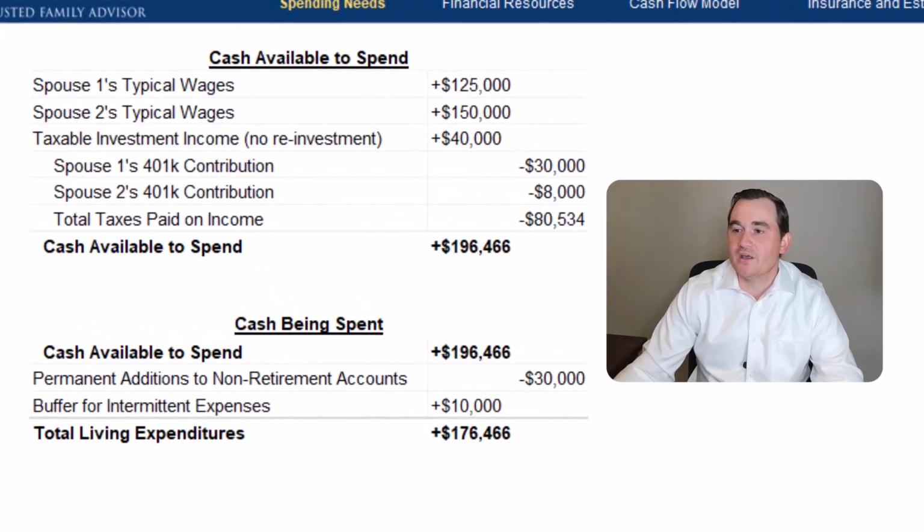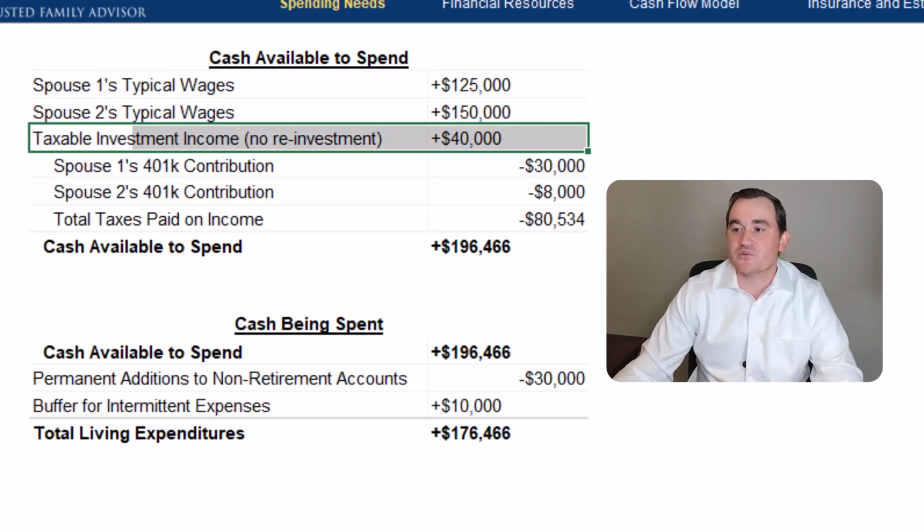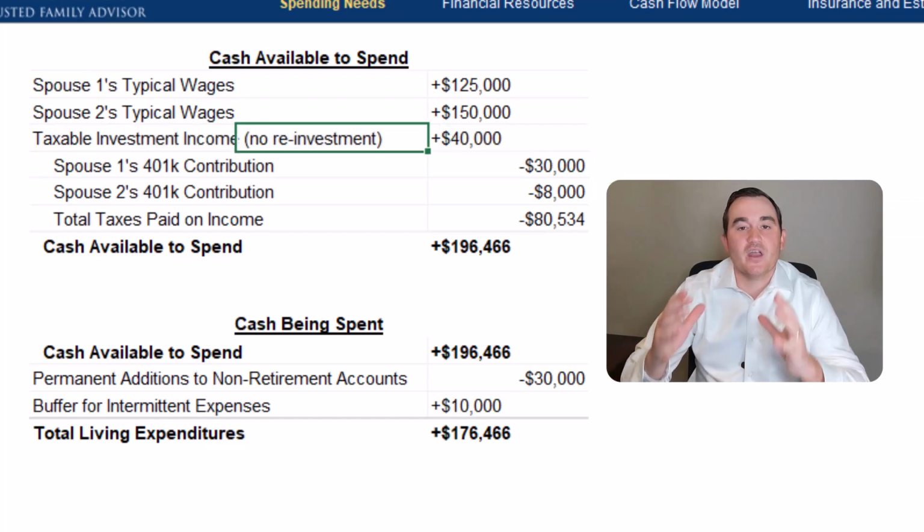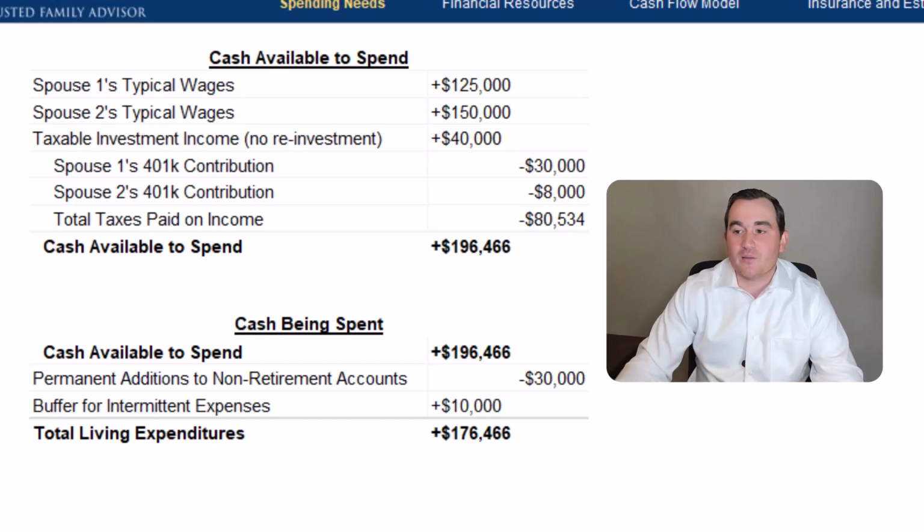So spouse 1, their wages are around $125,000. Spouse 2, their typical wages are around $150,000. So their taxable income that they're receiving from dividends and interest from the securities that they hold outside of retirement accounts is around $40,000. And if you'll note here, it says that none of this income is being reinvested. So it is available to them to spend.